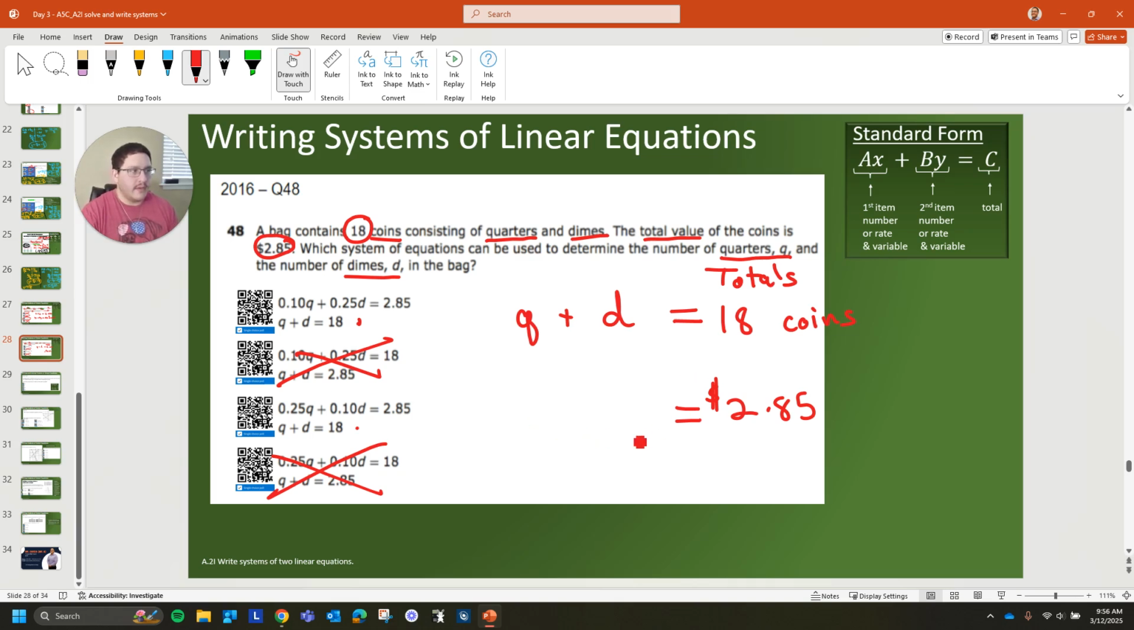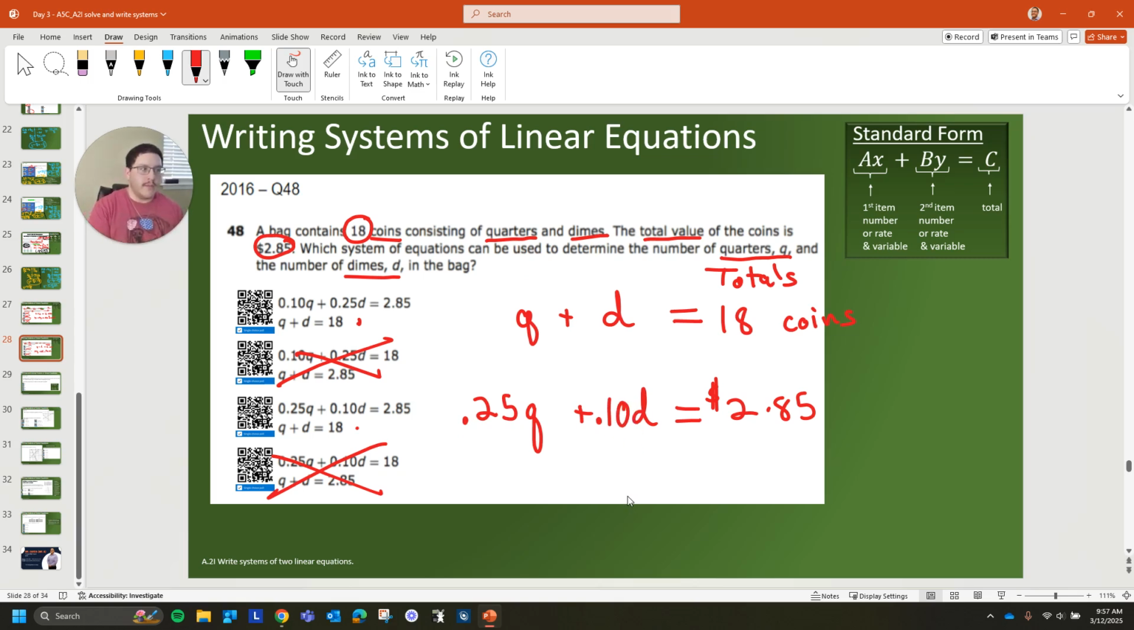Now we have that these quarters and dimes will total up to $2.85. So what else can we put with this equation to get $2.85? We have the number of quarters plus the number of dimes, but that's just not enough. So what's not shown in here is what is the value of a quarter. A quarter is 25 cents. What is the value of a dime? The value of a dime is 10 cents.